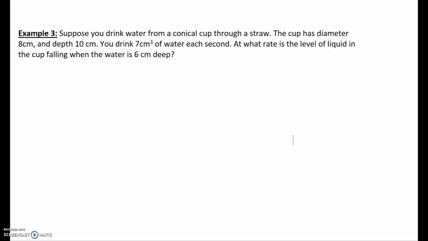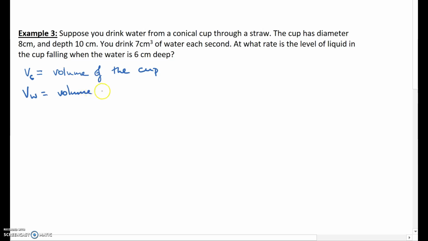Okay, so let's define some of the variables that are going to be involved here, and we need to define them pretty carefully. So let's say that V is the volume of, let's say VC is the volume of the cup, and VW is the volume of the water in the cup.